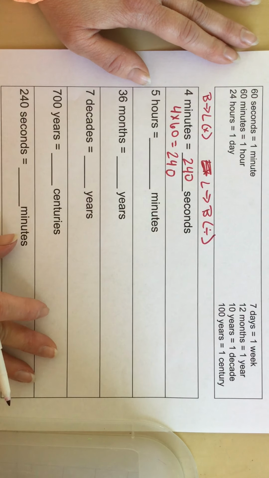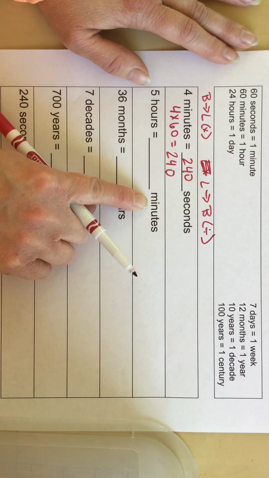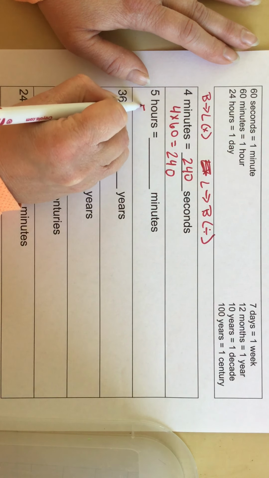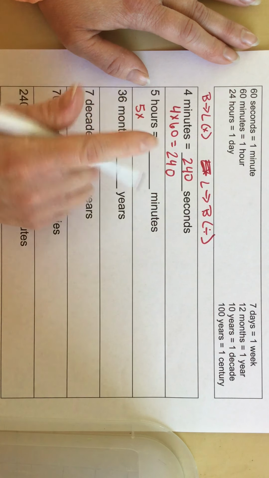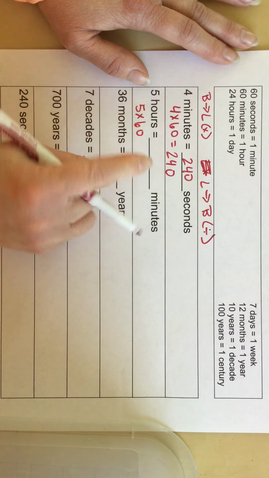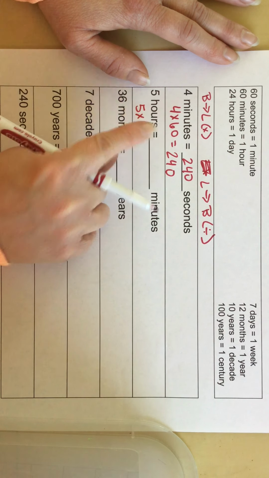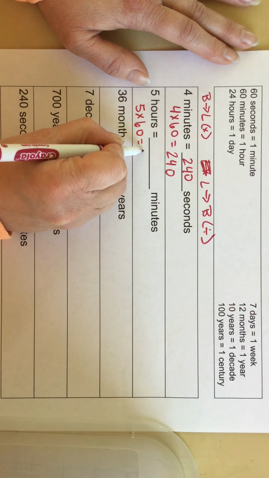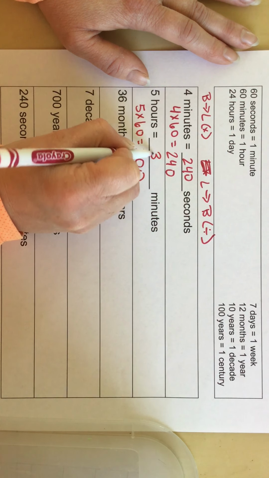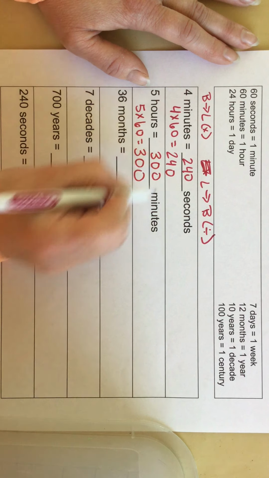5 hours, I need to figure out how many minutes are in 5 hours. Hours is bigger than minutes, so we're multiplying. 5 times 60. Take off your 0 and multiply 5 times 6 and get 30, and don't forget to add your 0 back. So in 5 hours there's 300 minutes.